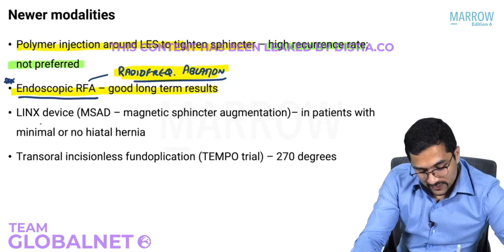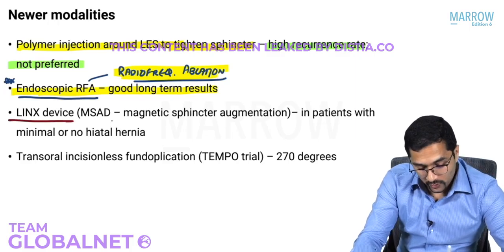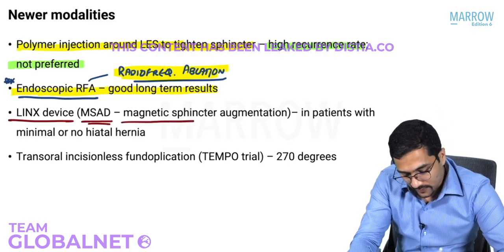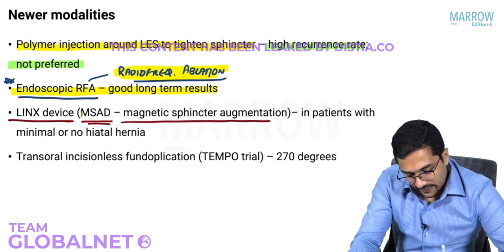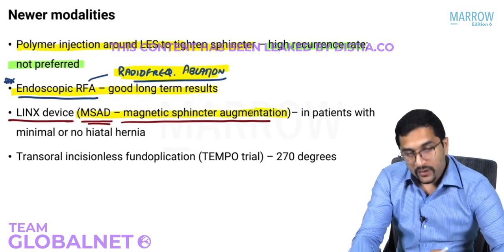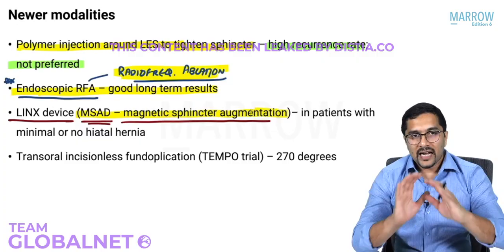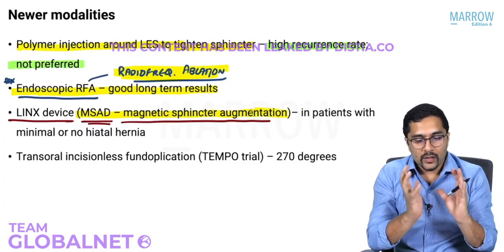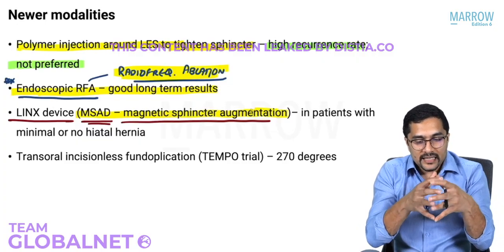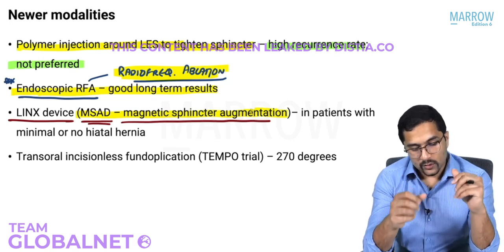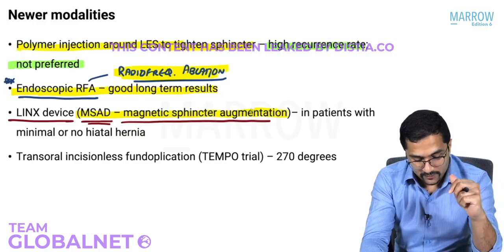Another technique is known as the LINX device, also known as magnetic sphincter augmentation. This is the term which is written in Sebastian, magnetic sphincter augmentation. So this can be done in patients with minimal or no hiatal hernia, and you can just put magnets around the lower esophageal sphincter and they can keep the lower esophageal sphincter shut, right? So this is known as magnetic sphincter augmentation.